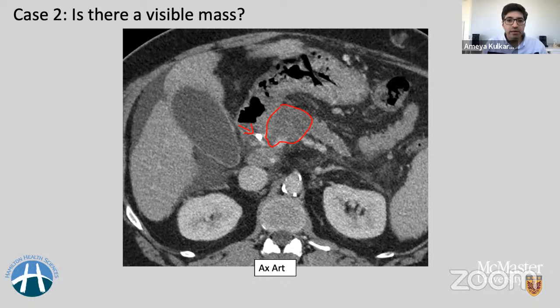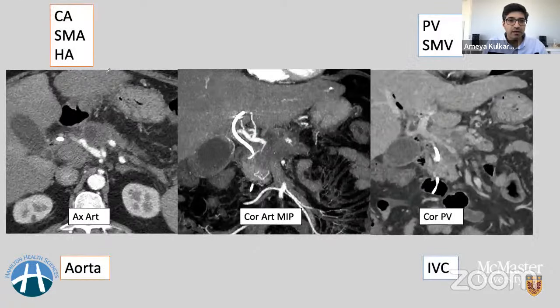So let's see if we can locally stage this disease. Again, we start with our assessment tools. So we have your axial arterial phase, coronal arterial phase MIP image, and then your coronal portal venous phase image. So let's start asking ourselves these questions. Is the celiac axis, SMA, or hepatic artery involved? You can actually see that there is disease present at the hepatic artery, but the celiac axis is kind of spared in this case. And then the second thing which is happening here is that the splenomesenteric confluence, if you see here, is distorted. What else is happening here? This was one of the cases which I added to the quiz question.